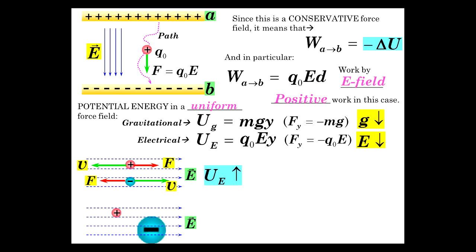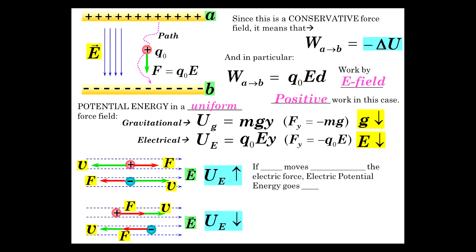In the same way, electric field, let's have the force on the plus charge in the same direction as the motion. Same with the negative. Everything is opposite here, but the motion is in the direction of the force in both cases. If that's true, potential energy is going to go down in both cases.